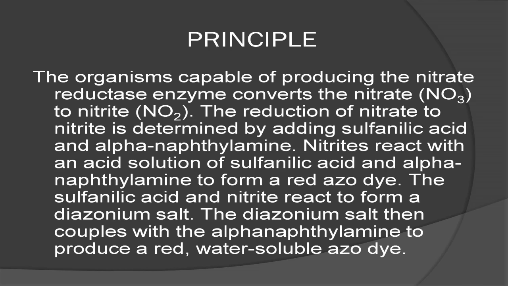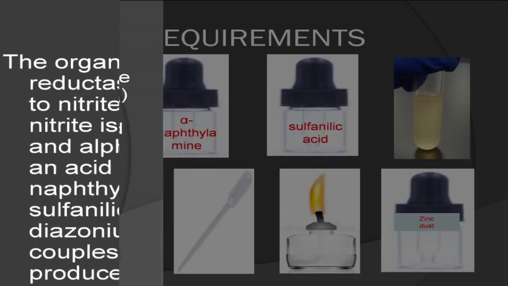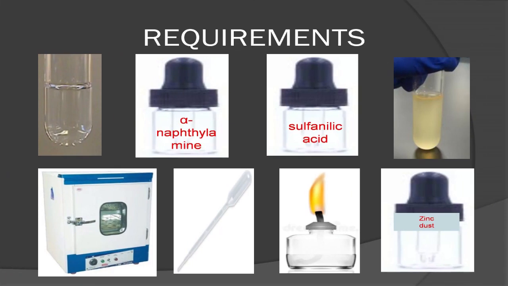The requirements of the test are the nitrate broth, which contains peptone, meat extract, and potassium nitrate, with a final pH of 7.0 plus or minus 0.2 at 25 degrees Celsius. The reagents required are alpha-naphthylamine and sulfanilic acid. You will also require a bacterial suspension, zinc dust, an incubator, a spirit lamp, and a Pasteur pipette.